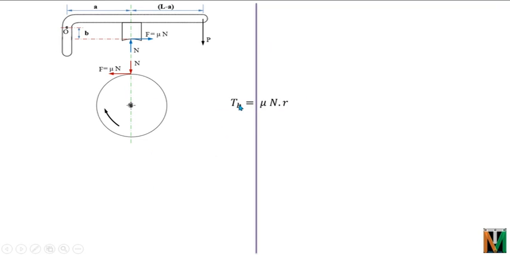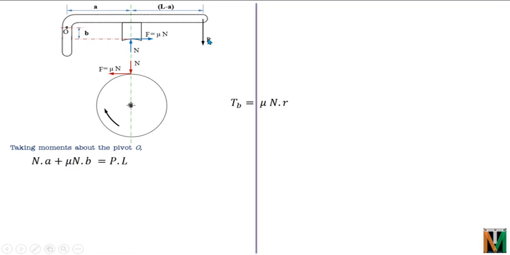This we have already seen, TB is equal to mu into N into R from the free body diagram of the drum. So taking moments about pivot point O, what are the forces? N, F and P. So N into distance A, again N will be rotating in the anti-clockwise direction, so it will be positive, so N into A. Then we have F, this F will again rotate in the anti-clockwise direction, so it will again be positive. The distance of the line of action of the frictional force F from this fulcrum is B. So the moment of friction force F will be F into B, so this will be mu N into B.